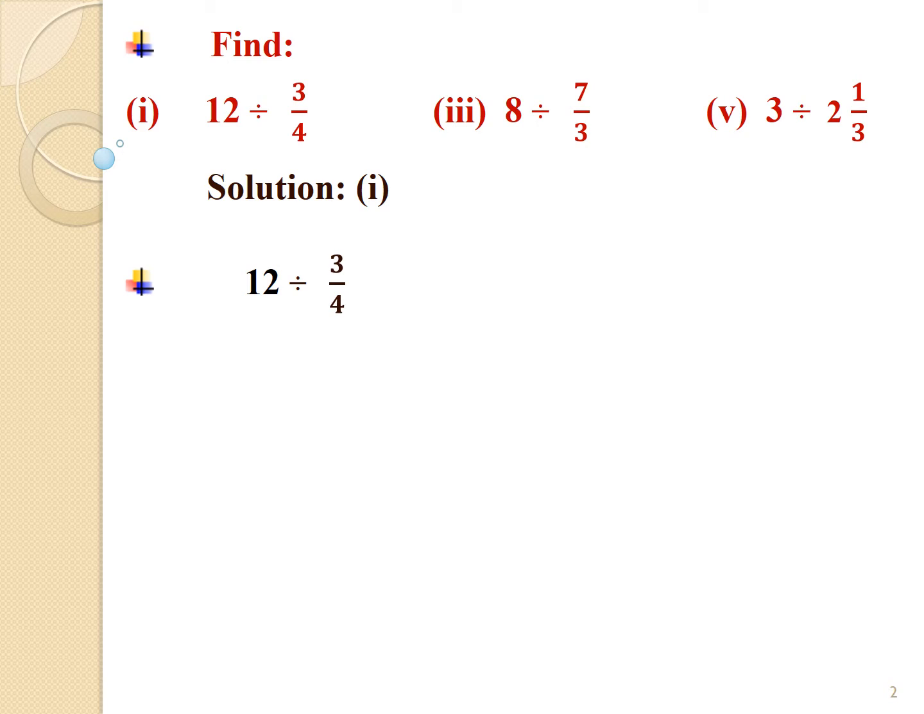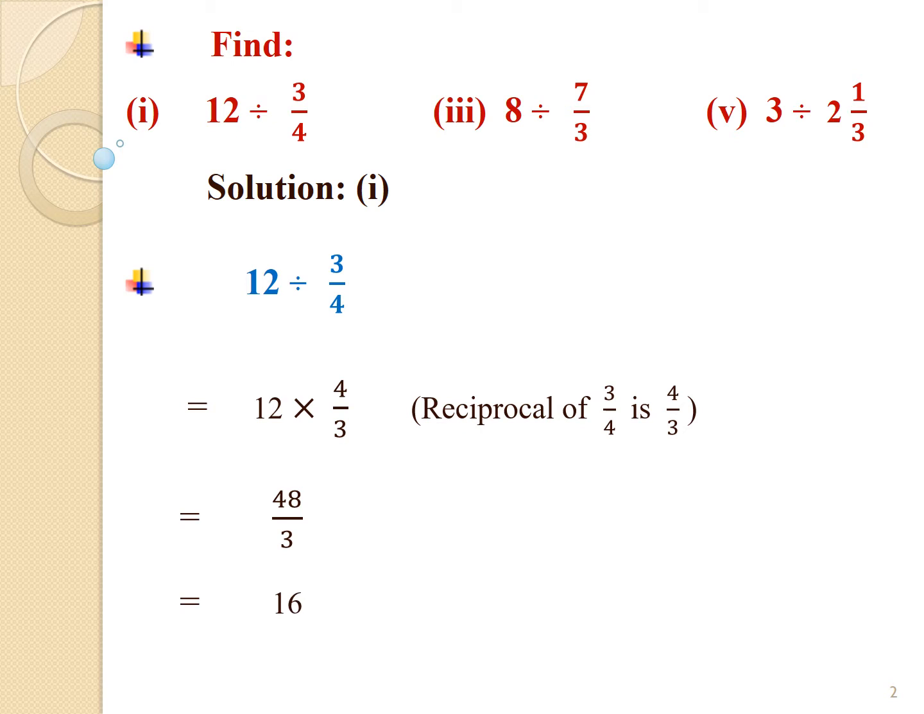Sum number 1. 12 divided by 3 upon 4. Multiplying whole number 12 by the reciprocal of 3 upon 4, which is 4 upon 3, we get 12 into 4 upon 3. Now, multiplying whole number 12 by the numerator 4 and keeping the denominator 3 same, we get 48 upon 3. Now, dividing numerator 48 by the denominator 3, we get 16. Thus, 12 divided by 3 upon 4 is 16.